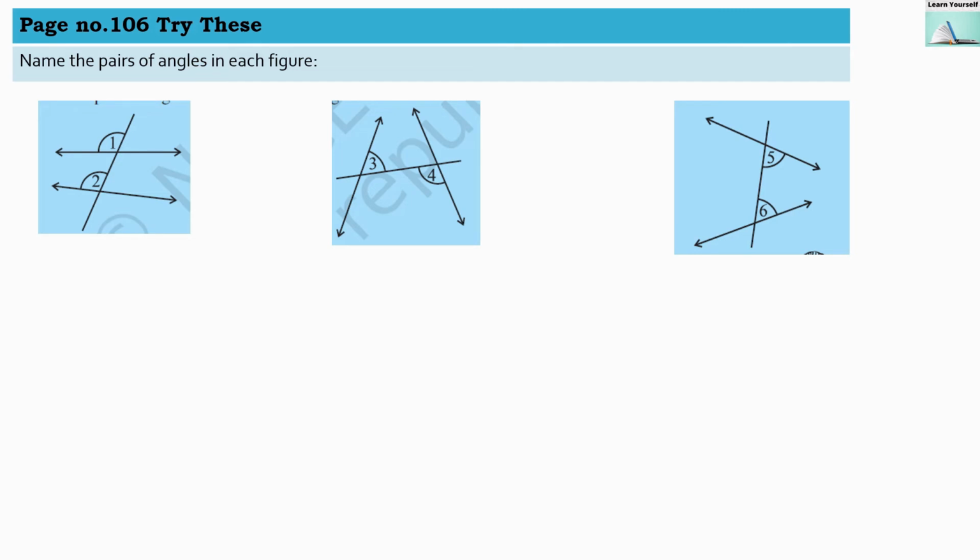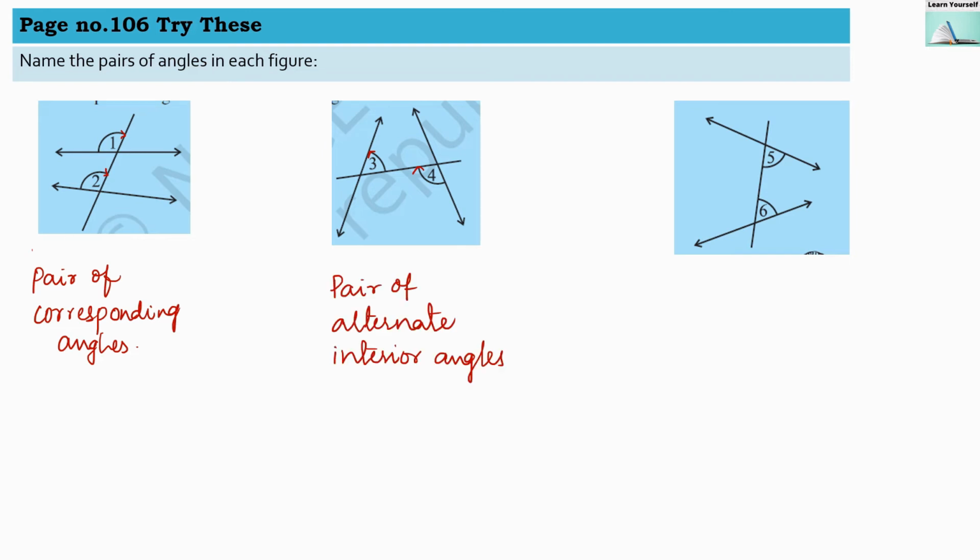Let us solve this. In the first example, there are two angles. One angle is here and the second angle is here. So these two angles are a pair of corresponding angles. Then second, here the third angle is there and here the fourth angle is there. Both angles are interior angles and they are not on the same side. They are diagonally opposite to each other. So that's why they are alternate. Interior and alternate. So they are a pair of alternate interior angles. Now the third example. Here angle 5 and angle 6. These two angles are on the same side of the transversal and they are interior. So they are a pair of interior angles on the same side of the transversal.